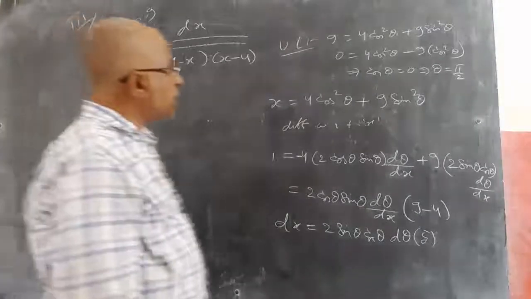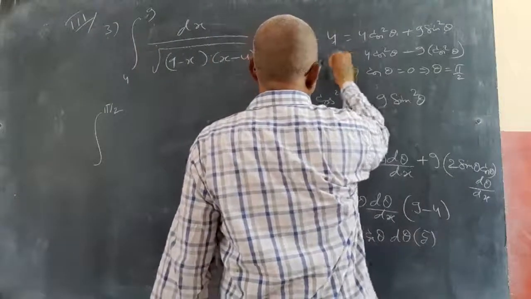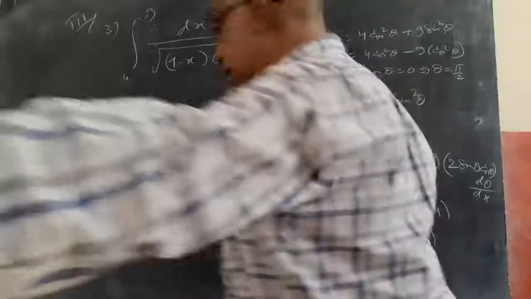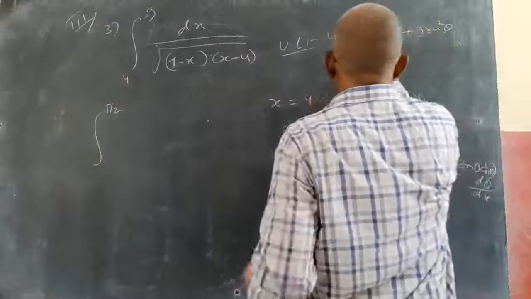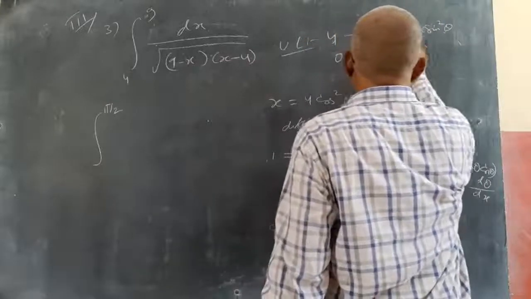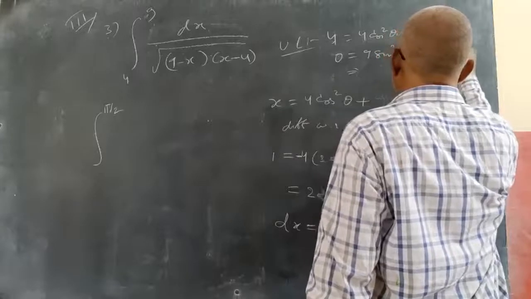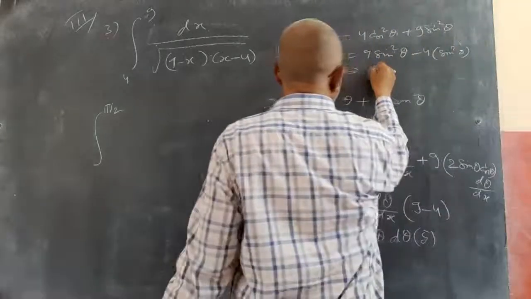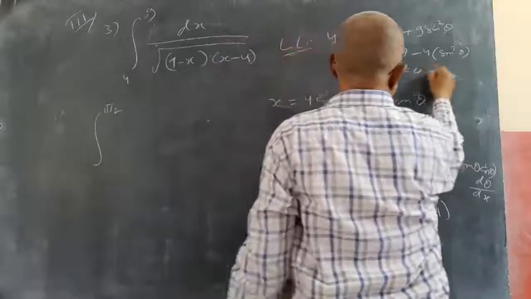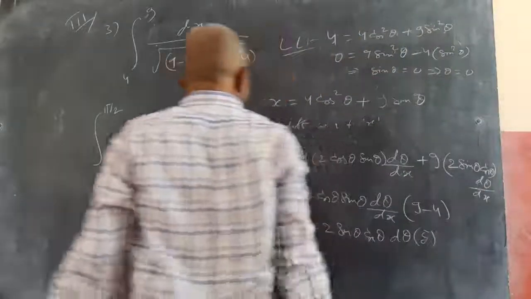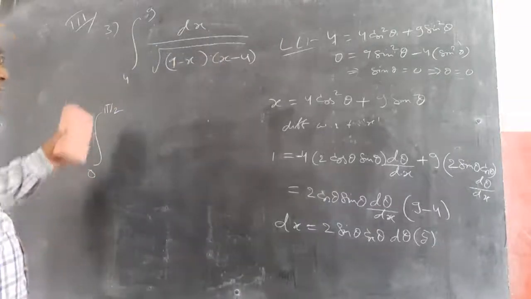And if I substitute the lower limit 4, then this becomes 4 minus 4 cos square theta. So if I bring it on this side, this is 9 sin square as it is. And if I take minus 4 common, 1 minus cos square is sin square again. So sin square theta equal to 0 implies sin theta equal to 0. So the lower limit is theta equal to 0, and the upper limit is theta equal to pi by 2. So 0 to pi by 2.